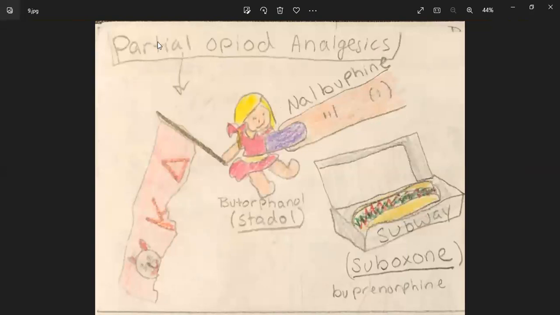Another opioid analgesic that I forgot to mention is this one, Stadol. So we have a doll that is being stabbed, Stadol. Again, it's a partial opioid analgesic, so it just works partially on the mu kappa delta receptors.